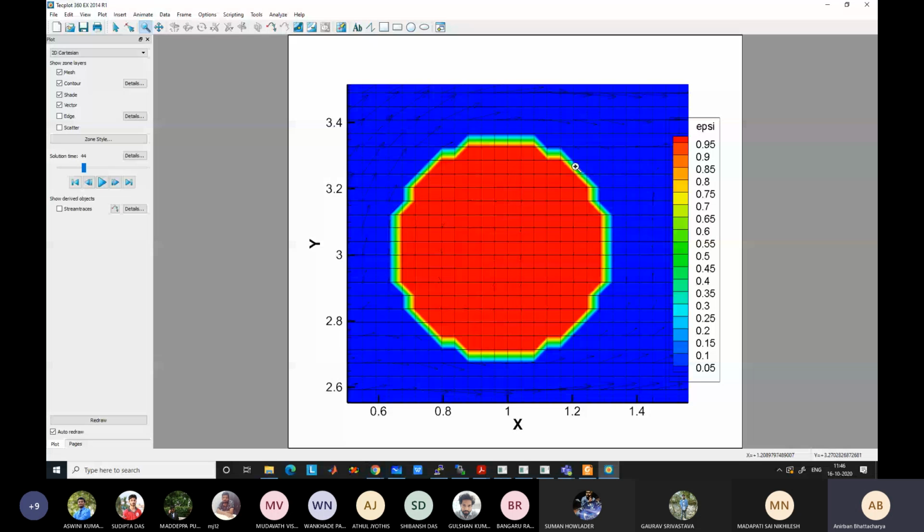We can always interpolate to remove the zigzag pattern also. So each of the squares that you see here, I will again zoom in more.